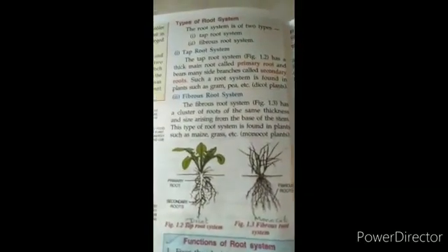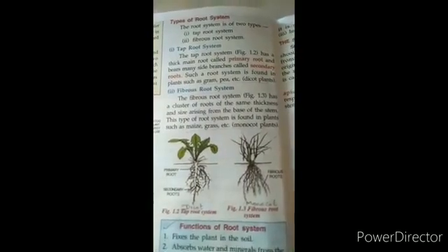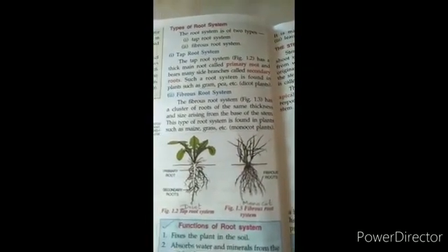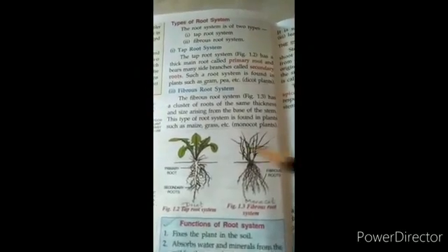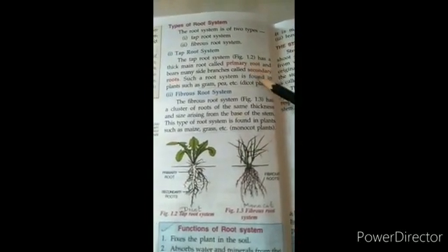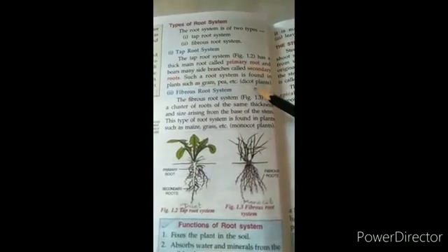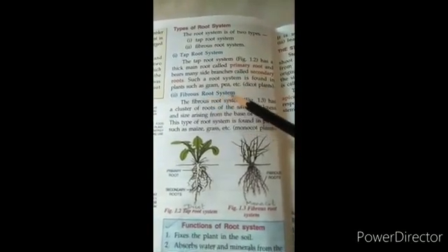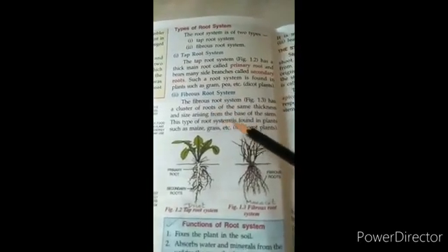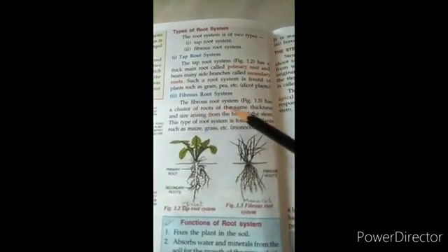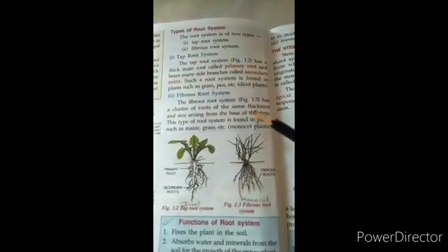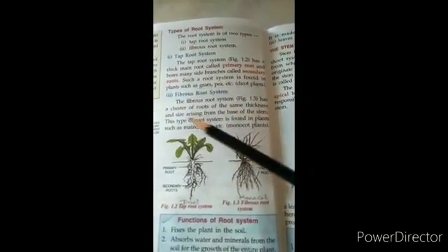I hope it is extremely clear by now that there are two types of root systems. Taproot, where there is a clear distinction between a primary root and a secondary root, is found in dicot plants. Fibrous root system is the second type, where there is no clear distinction, because most of the roots are in the form of a cluster of roots that come out. They are mostly of the same thickness and same size.